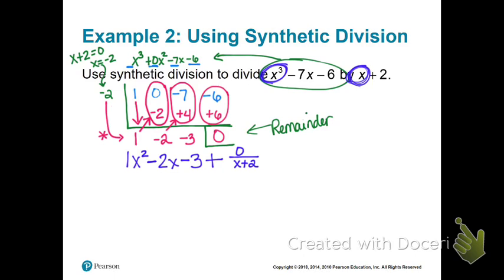All right, so here's our answer, but I really didn't have a remainder, do I? So even though it's 0 over the x plus 2, do I really have to write it since there's no remainder? No. So we can simplify this to just be x squared minus 2x minus 3.